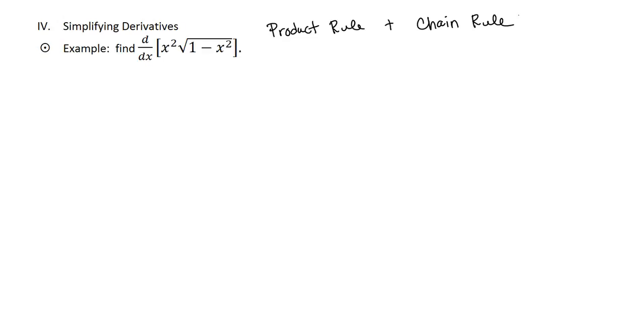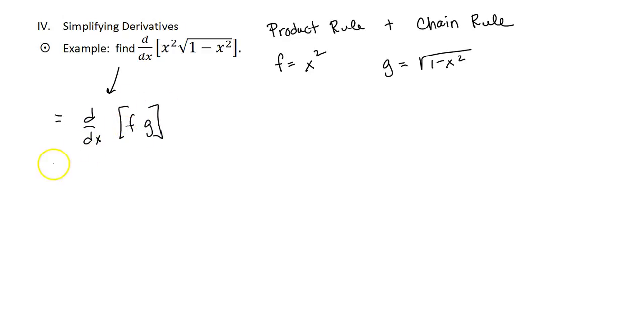So first of all, the product rule is kind of the bigger picture because the outermost thing we have going on is that we have a function x squared times a function the square root of 1 minus x squared. So for the product rule, I'm going to let f be equal to x squared, and I'm going to let g be equal to the square root of 1 minus x squared. So I know that if this is equal to the derivative with respect to x of f times g, then that's going to be fg prime plus gf prime. So f prime is easy, that's 2x.